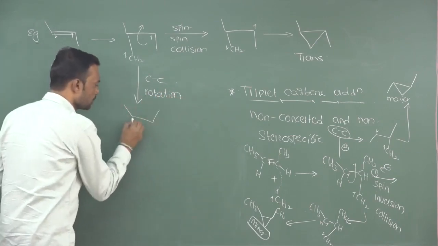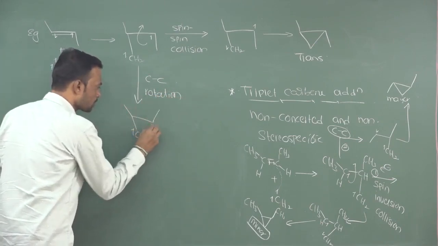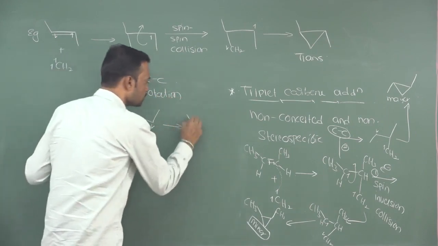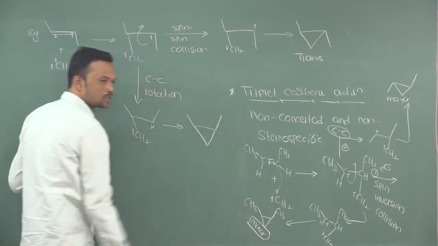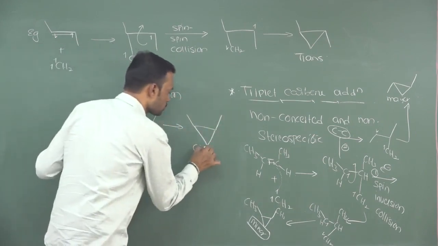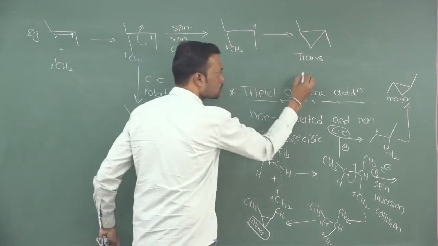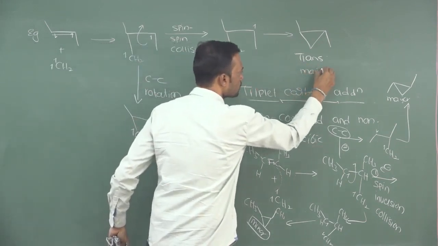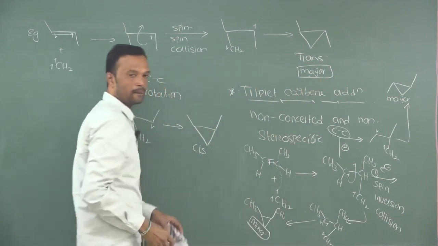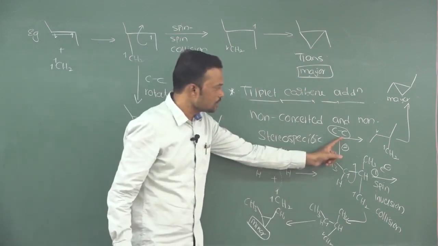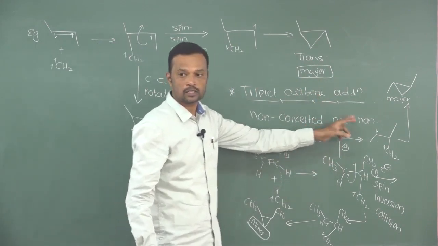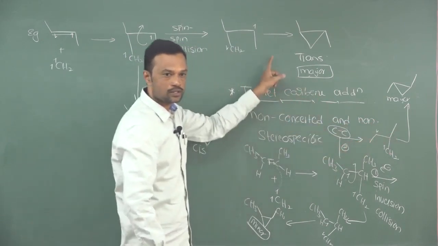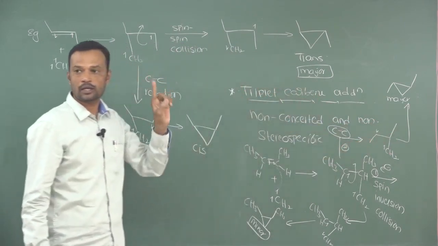So finally, here you may get a clockwise, and this is anti-clockwise. After this, these two combine together and form the cis isomer. Now a mixture of two isomers we are getting, cis as well as trans. Which is major? Trans is major. Observe clearly, in this case, CC rotation predominates as a major product. But in this case, spin inversion predominates as a major product.